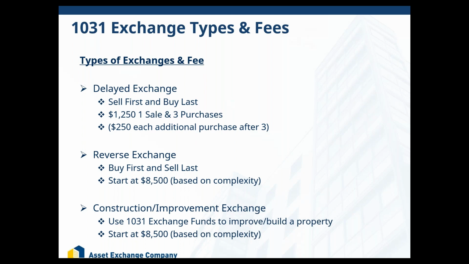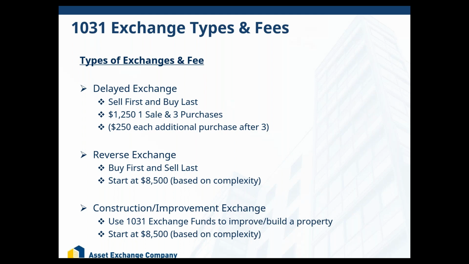Same thing with the construction exchange, improvement exchange, or built-to-suit exchanges. Those can be significantly more complicated than a delayed exchange. We're forming a separate company. We're going on title. We're working with contractors, okay? Those also start off at $8,500.